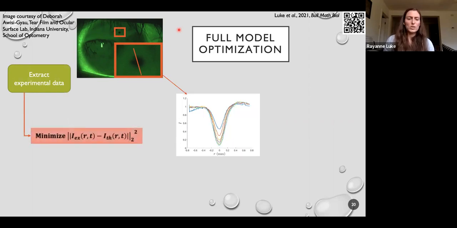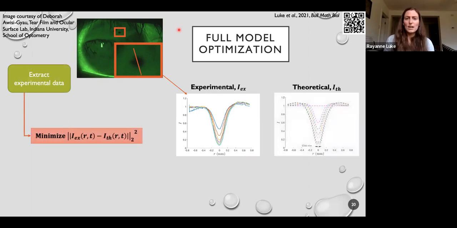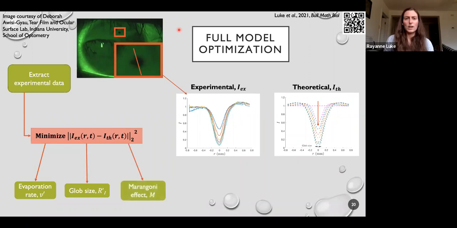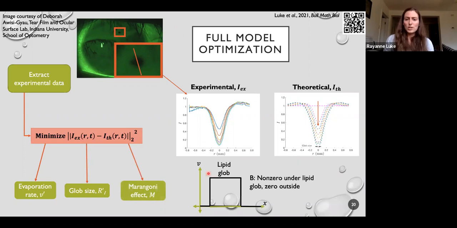As I mentioned, I'm going to minimize the difference between the experimental and the theoretical intensity, and I'm going to do so over 3 parameters: the evaporation rate, the size of the glob of lipids sitting on top of the breakup region, and a parameter that quantifies the relative strength of the Marangoni effect. And in this situation, we are using a profile for the lipid glob where we have a high evaporation rate under the glob and no evaporation rate outside the glob.